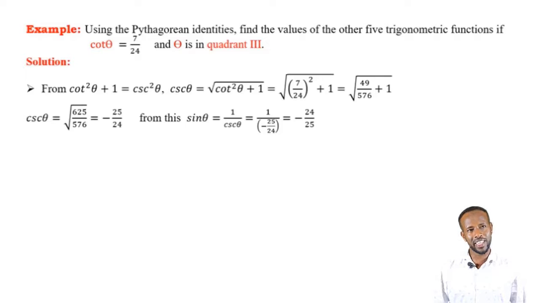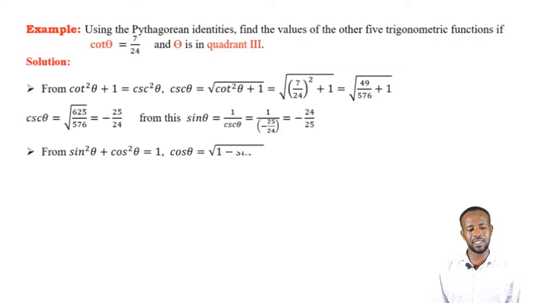Now if we have cosecant, easily we can get sine, since sine is the reciprocal of cosecant. So sine theta is equal to 1 over cosecant. So 1 over negative 25 over 24 will be equal to what? Negative 24 over 25. So how many trigonometric functions do we have now? Okay, we have cosecant, we have cot, and we have sine. What's needed from us? Another two.